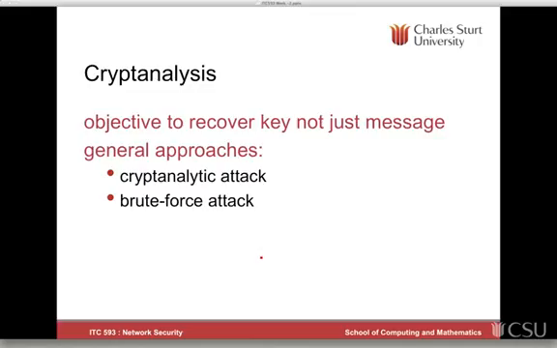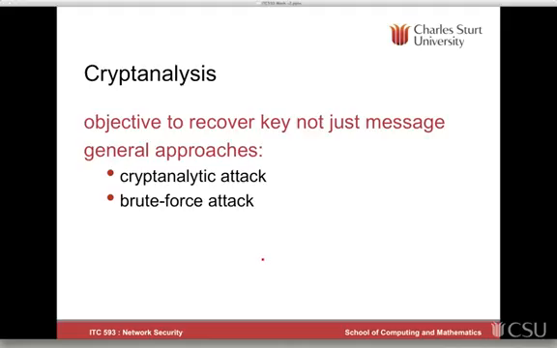Okay, what is cryptanalysis? Naturally, the objective is to recover the key in use rather than simply to recover the plaintext of a single ciphertext. There are two general approaches. The first approach is cryptanalytic attacks. These attacks rely on the nature of the algorithm plus perhaps some knowledge of the general characteristics of the plaintext, or even some example plaintext-ciphertext pairs.